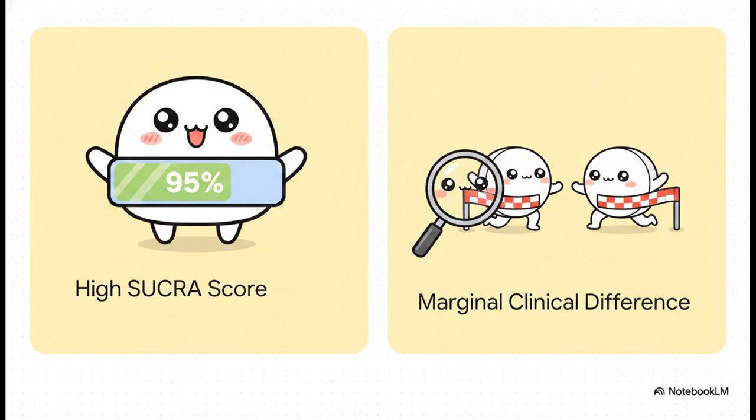A high SUCRA score or p-score does not guarantee a clinically significant effect. You could have a drug with a SUCRA of 98%, making it number one, but when you look at the actual data, it might only improve symptoms by a tiny, statistically insignificant fraction compared to the second-place drug. You must, absolutely must, interpret SUCRA strictly alongside the absolute relative effect estimates. Don't just blindly trust the ranking.